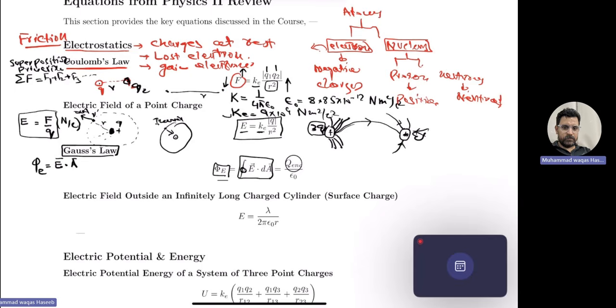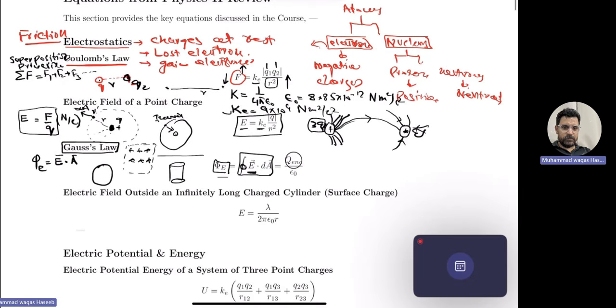It is particularly useful for calculating electric fields in situations with high symmetry. For example, symmetry means we have a sheet of charge distributed uniformly. This is a symmetry. Then you have a line of charge, or a cylinder of charge, or a spherical shape. So in these different scenarios, there is symmetry and the charge is uniformly distributed.